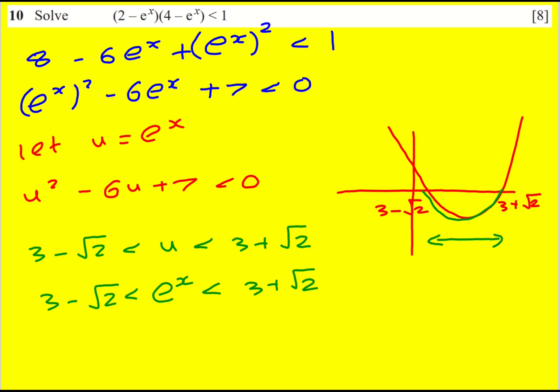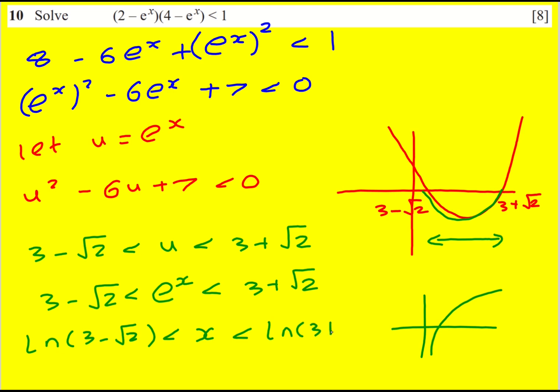Okay, we got one more step to do. We're actually going to do ln of each term. Because log is an increasing function, that's okay. Because the e to the x is between these values, when I do log, it must be that it's still between the values. So ln of 3 minus root 2 is less than x, which is less than ln of 3 plus root 2.